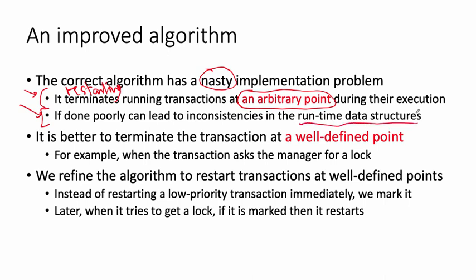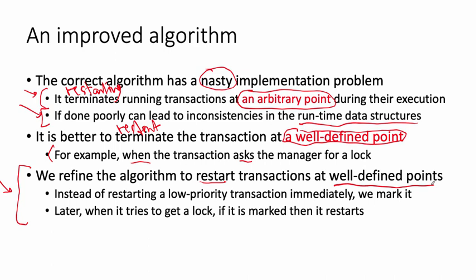We actually want something more disciplined. When we restart, we want to restart at a well-defined point. We don't want to restart that poor low priority guy anywhere. We want to restart it at a well-defined point so the data structures are nice and everything is nice. And what is a well-defined point? For example, when the transaction asks for a lock. So let's refine our algorithm, and that will give us the final algorithm. When it restarts transactions, it will restart them at a well-defined point in their execution. So everything is very nice and disciplined.